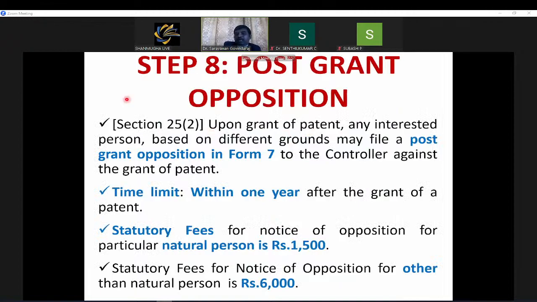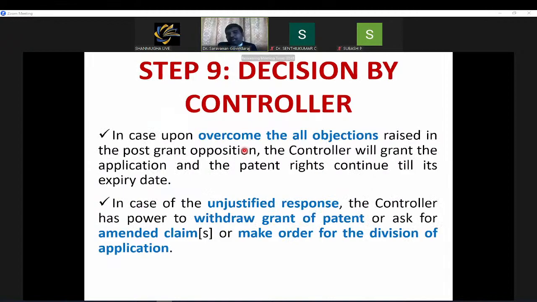That's the post-grant. After granting also, we can oppose, and again at that time, if they find that it is not novel, then they will cancel your patent. And finally, the decision is taken by a controller, who has the right to withdraw the grant of a patent at any point of time.